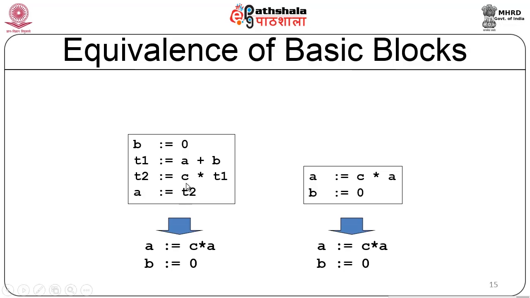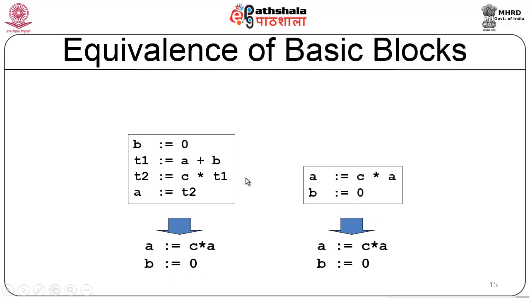Now what does this basically translate to? This simply says T1 is equal to a plus b. B is 0, therefore T1 also has the value of only a. T2 is equal to c into T1, which is nothing but c into a, and I will assign a is equal to again c into a, because b is 0. So this statement finally does a is equal to c into a, that is one computation, and assigning b equal to 0, that is another computation.